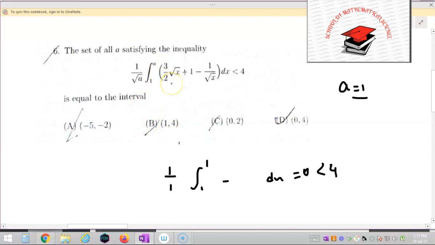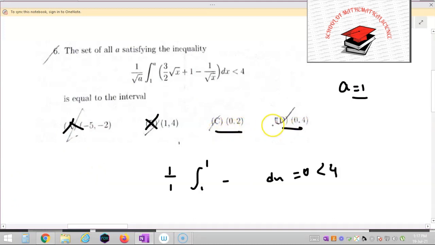So a is equal to 1 is one of the values of the interval. So I can discard this option and this option. Okay, so I can easily discard these two options. Now we need to check which of the remaining options is correct, either option C or option D.